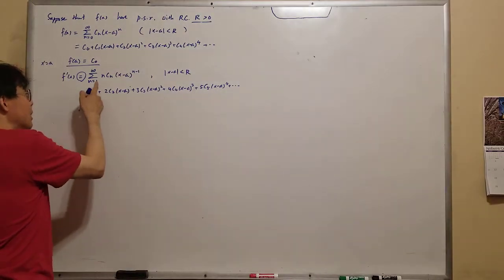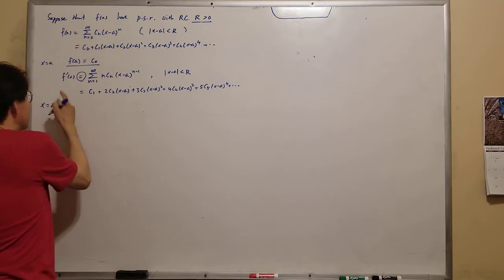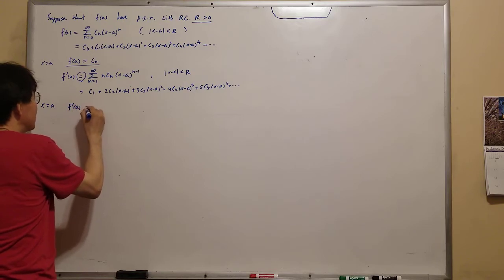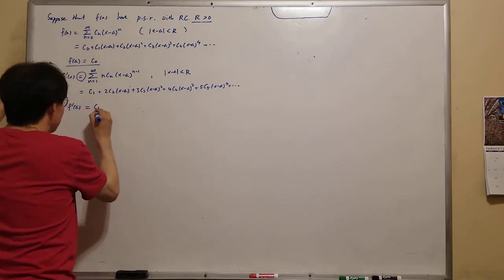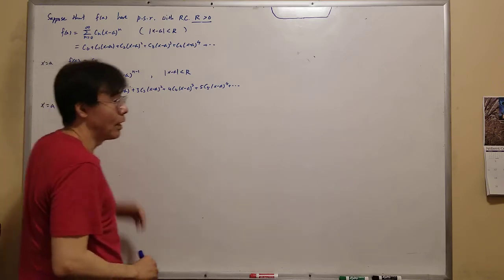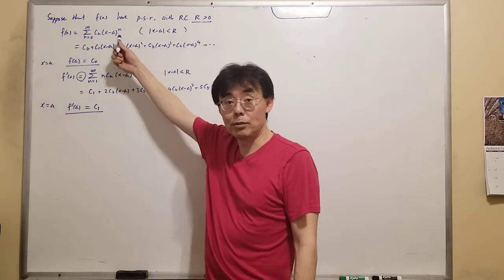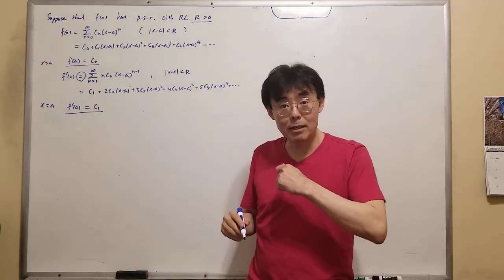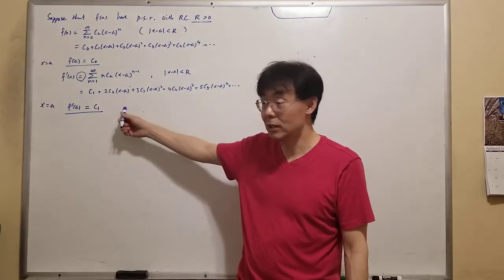Now, in that identity, if you plug in x equals a, what do you get? f prime of a equals, with everything 0 except for the first coefficient. So if your f has a power series representation, the coefficient of the x minus a term must be f prime of a. That's what we derive.